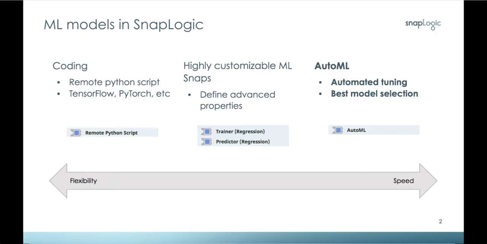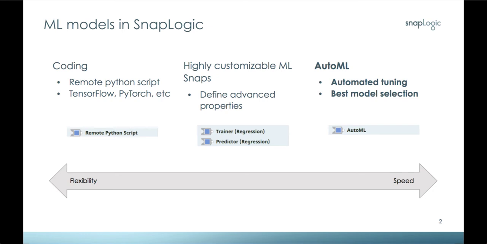So we're not going to go into the details of all the different machine learning capabilities within SnapLogic. We're mainly going to be focusing on regression and classification types of problems. And this slide is to introduce the various levels or approaches there are in SnapLogic to tackle machine learning model training and prediction problems.